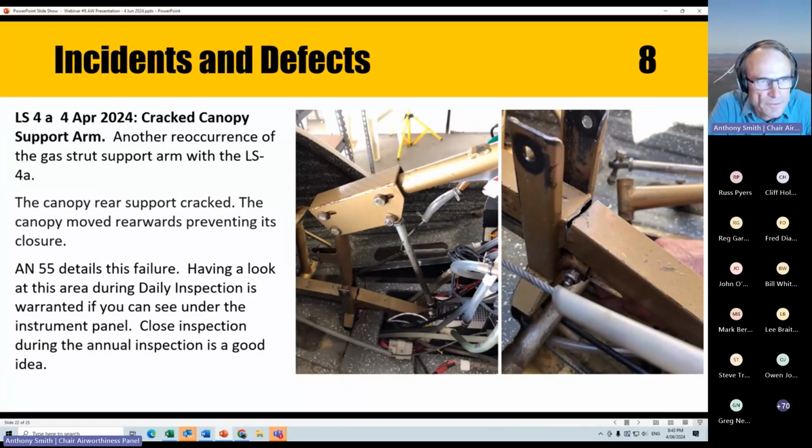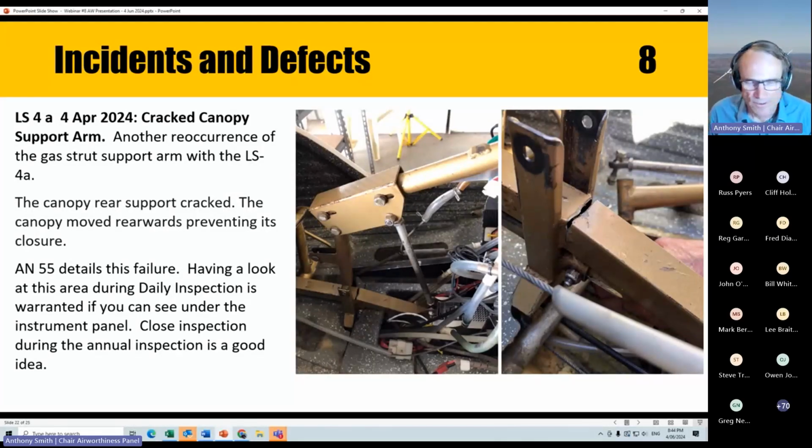LS4A, in April, the cracked canopy support arm. Now, we've seen this before. It's another reoccurrence. The bar at the bottom's what you call a cantilever bar. It's not supported at the aft end, with repeated canopy opening and closing. I suspect a little bit of wind gusts that ends up cracking out at the welds. I suspect the cracks grow from the top corners of the welds and grow across the top of the bar.